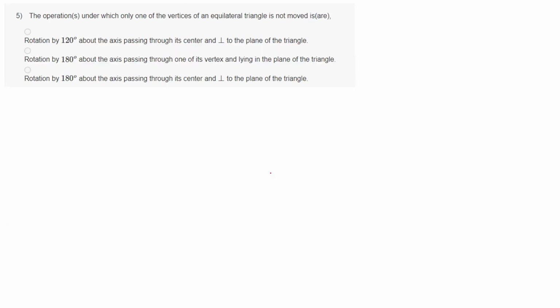Next problem. The operation under which only one of the vertices of an equilateral triangle is not moved. Options are: rotation by 120 degrees about the axis passing through the center and perpendicular to the plane of the triangle; second, rotation by 180 degrees about the axis passing through one of its vertices and lying in the plane of the triangle; and rotation by 180 degrees about the axis passing through its center and perpendicular to the plane of the triangle.